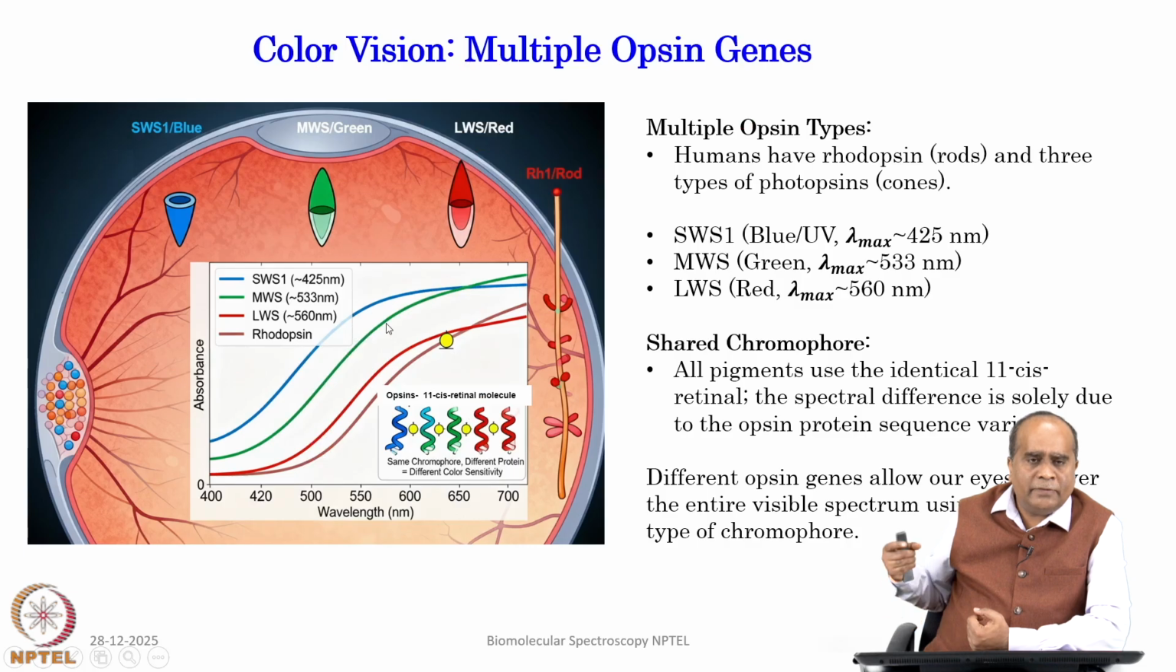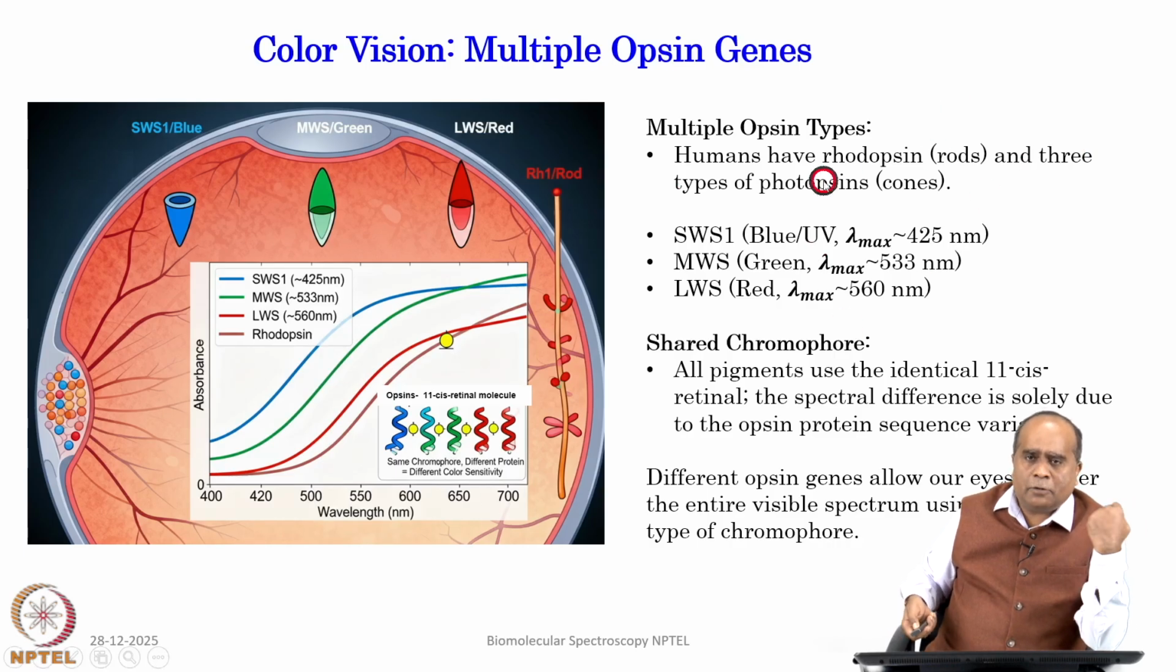So, those are the two wavelengths I talked about, one is 440, another is 500. But in our eyes there are multiple opsin genes which express multiple proteins. Humans have a rhodopsin in the rods, and 3 cones that are photopsins. Rods are for dim light, cones are for bright light. So, we have 3 cones.